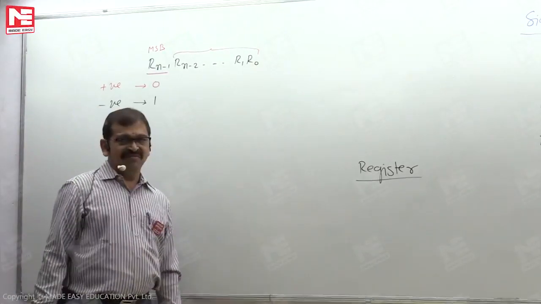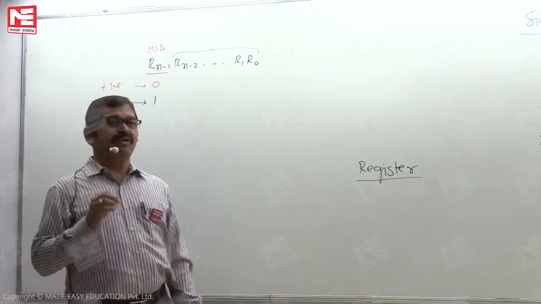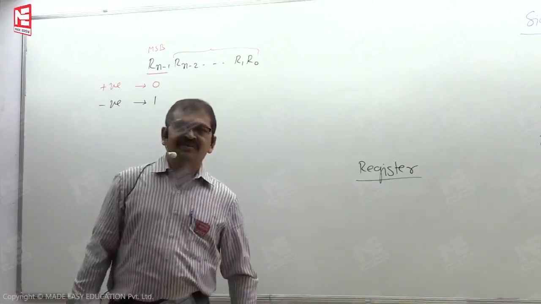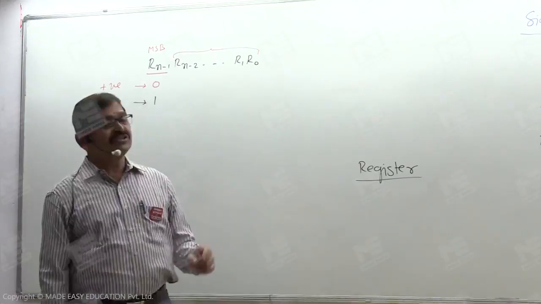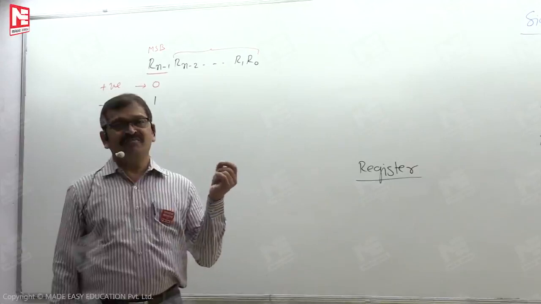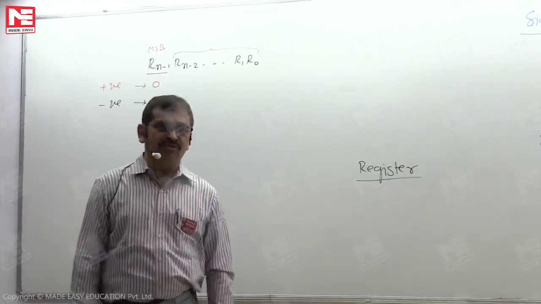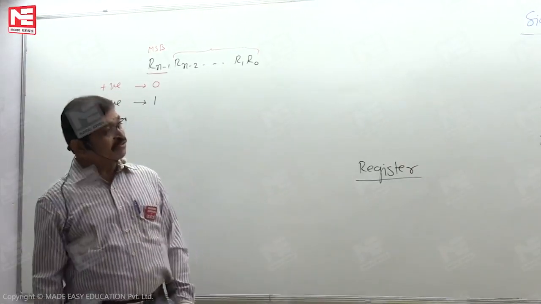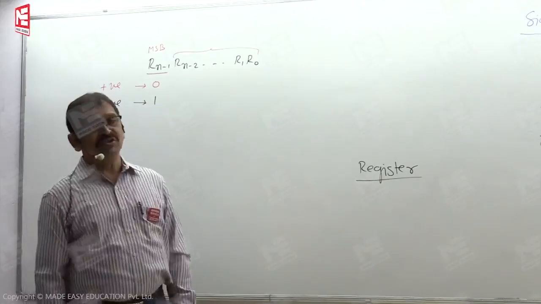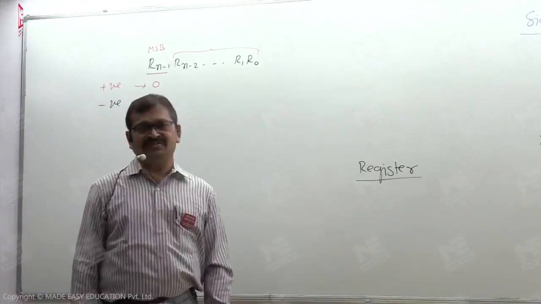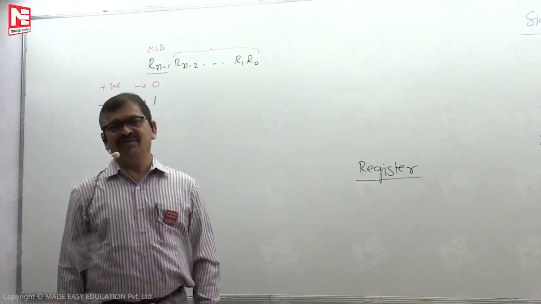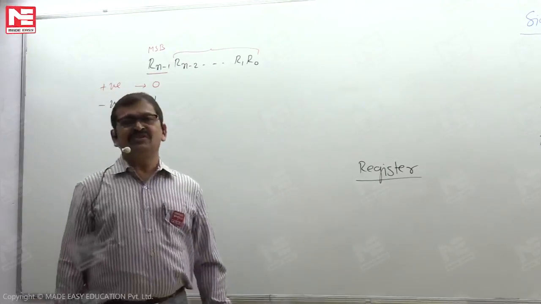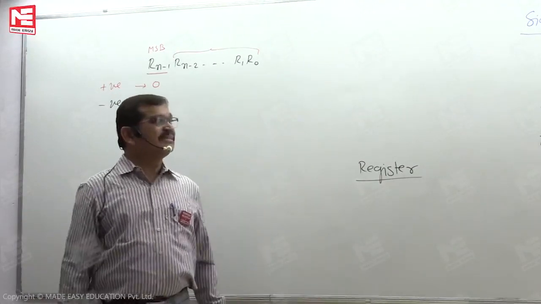The difference is seen as far as the negative number representation is concerned. We do not have any difference with the positive numbers. But with respect to the negative number representation, in all three notations we have a difference. So let us look first at the sign magnitude.